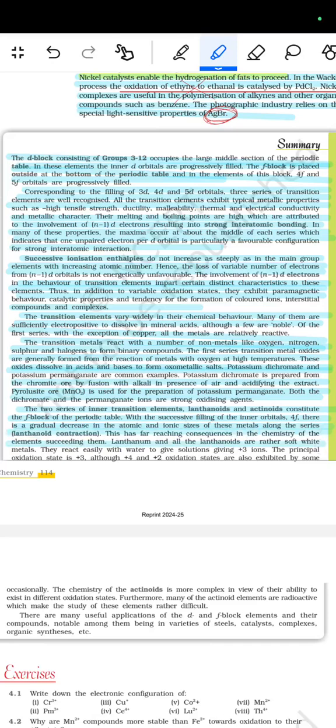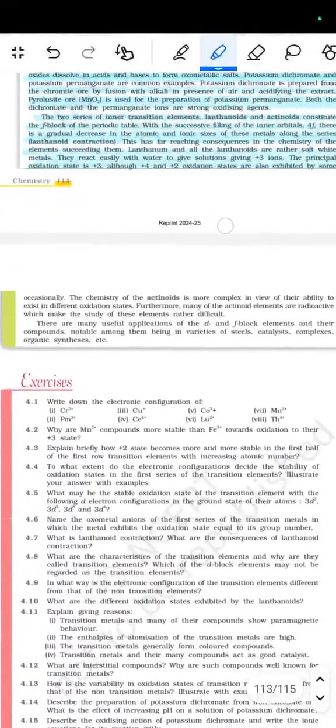Lanthanum and all the lanthanoids are rather soft white metals. They react easily with water, giving solutions containing the +3 ions. The principal oxidation state is +3, although +4 and +2 oxidation states are exhibited by some.